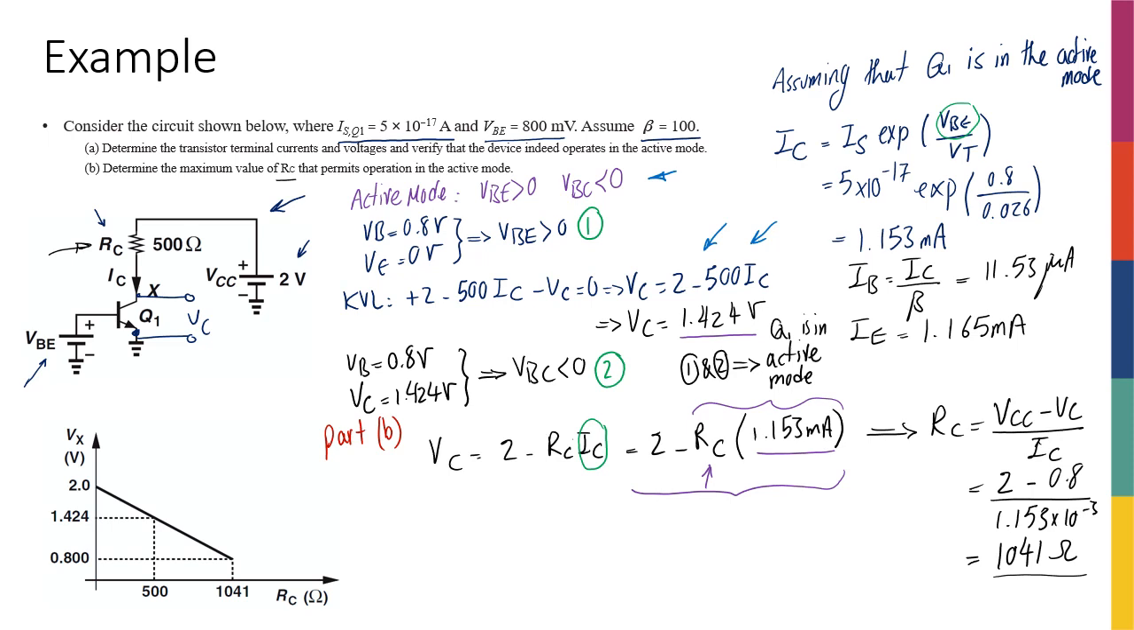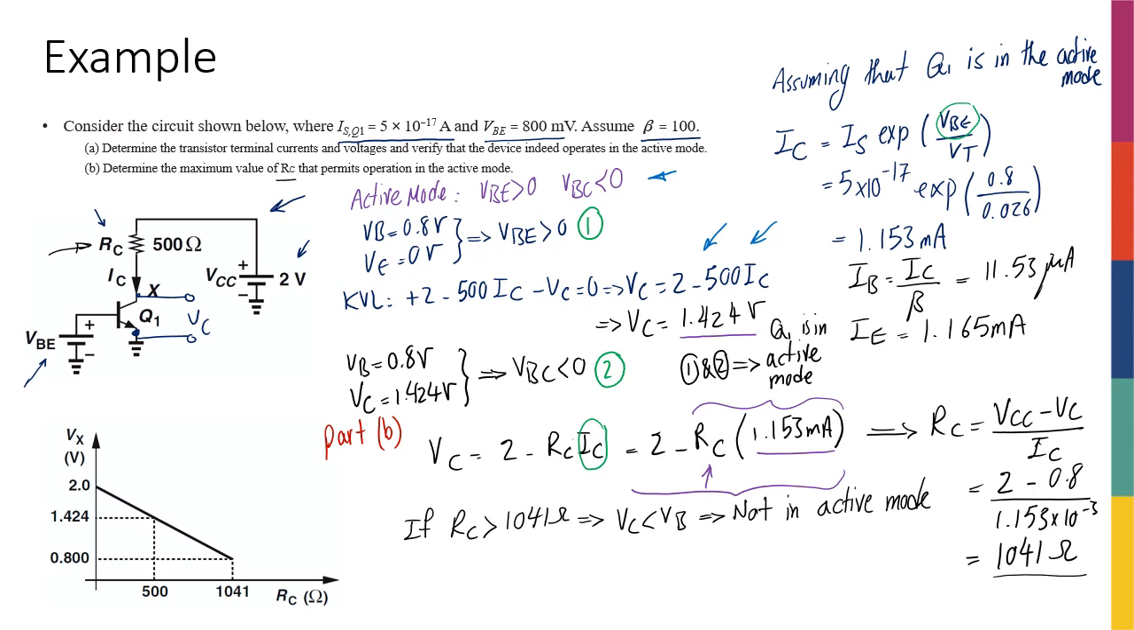If I go beyond this point, so if RC becomes greater than 1041 ohms, therefore VC is no longer greater than VB. It becomes smaller than VB, therefore not in active mode.